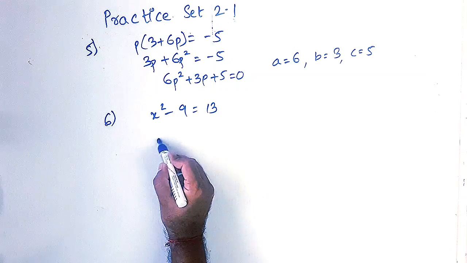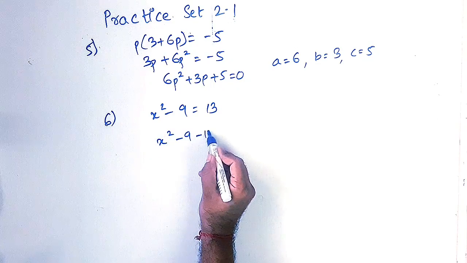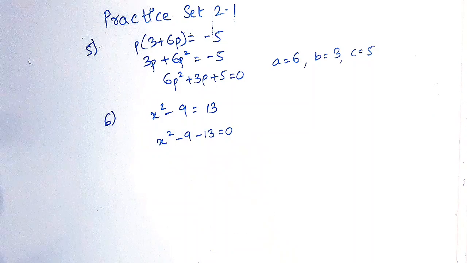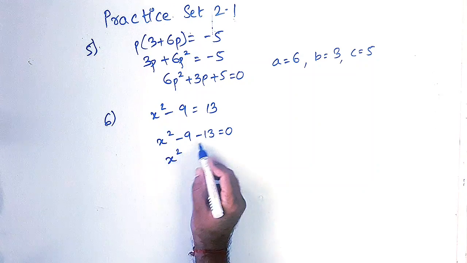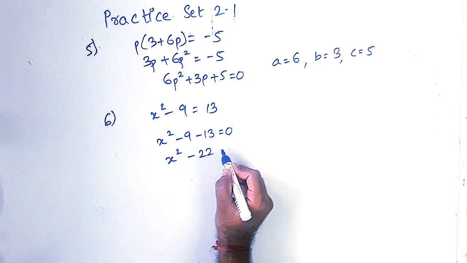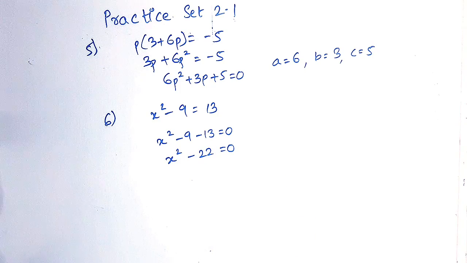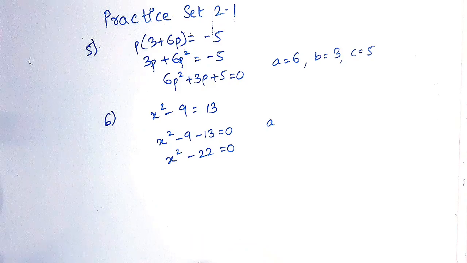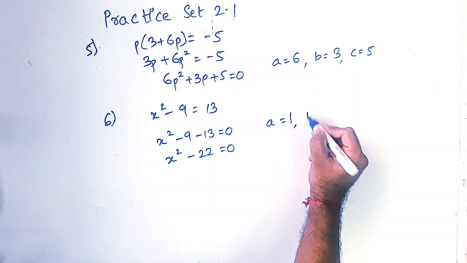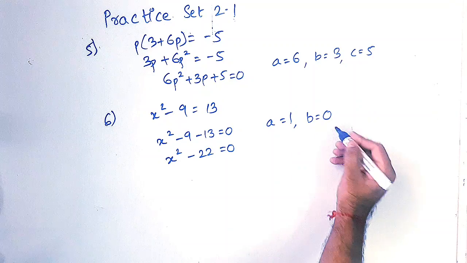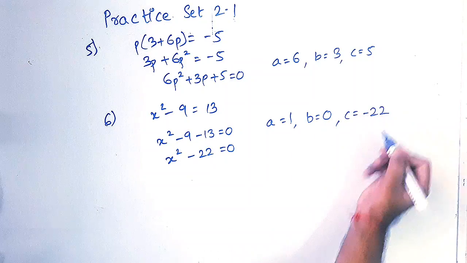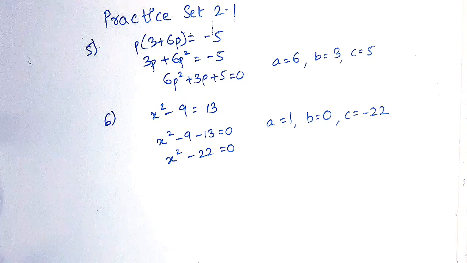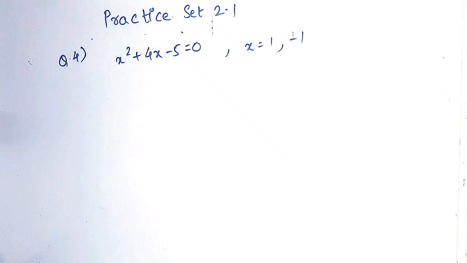Okay, here very simple, x square minus 9 minus 13 equals to 0. 13 will come in LHS, it will become minus 13. So x square, this will become minus 22 equals to 0. Okay, now comparing with ax square plus bx plus c equals to 0, we'll get a equals to 1, b is not there, so of course b will be 0 and c is what? Minus 22.